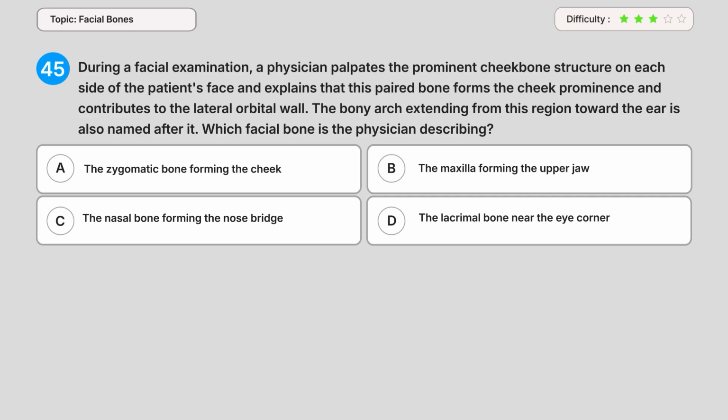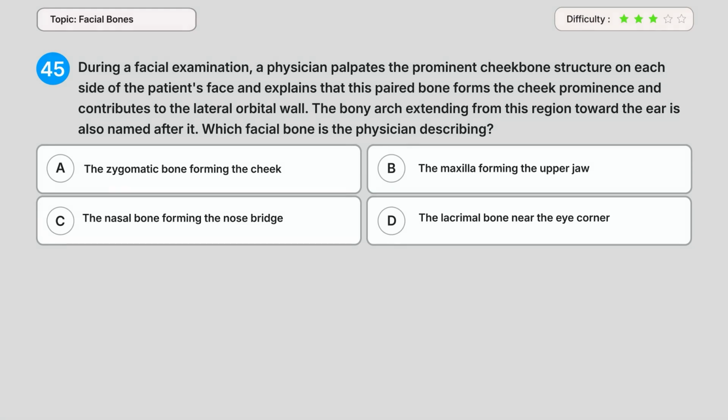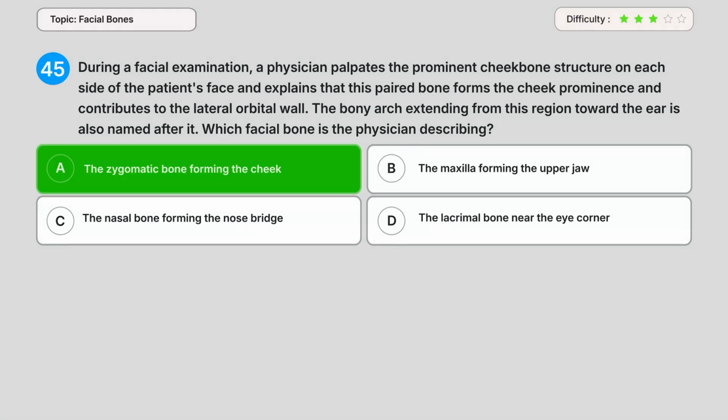A. The zygomatic bone forming the cheek. B. The maxilla forming the upper jaw. C. The nasal bone forming the nose bridge. D. The lacrimal bone near the eye corner. Do you know the answer? Correct answer, A. The zygomatic bone forming the cheek.